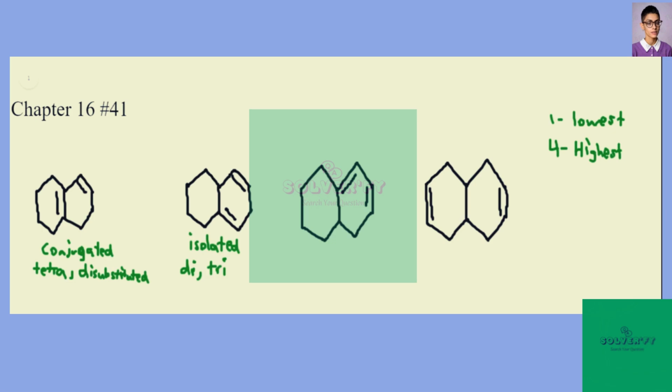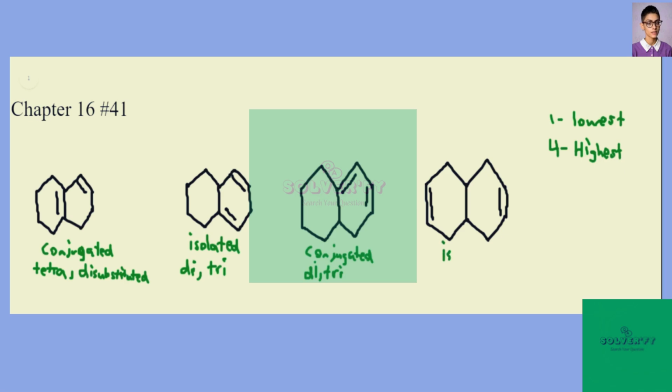Looking at our third molecule, this is a conjugated diene, so that's good for its stability. So this one's conjugated, and looking at our double bonds, we have one di and one tri-substituted again. The third molecule is going to be more stable than the second molecule, and it's going to have a lower heat of hydrogenation because of that, but it's not going to be as stable as the first molecule. Then let's look at the last molecule here.